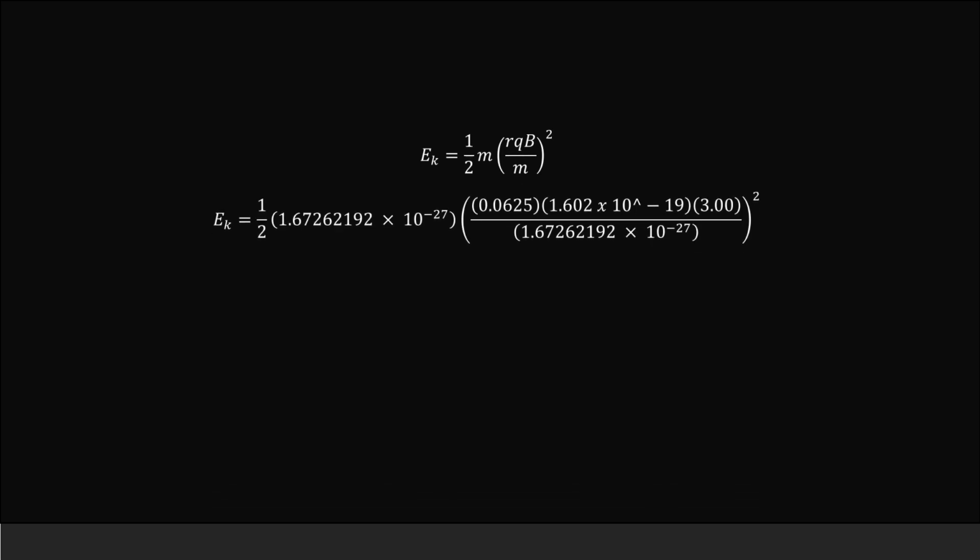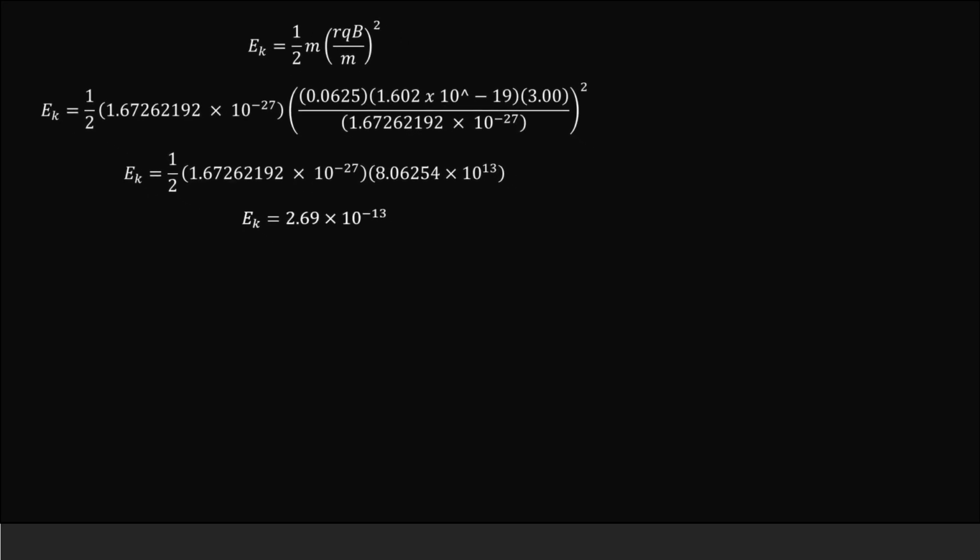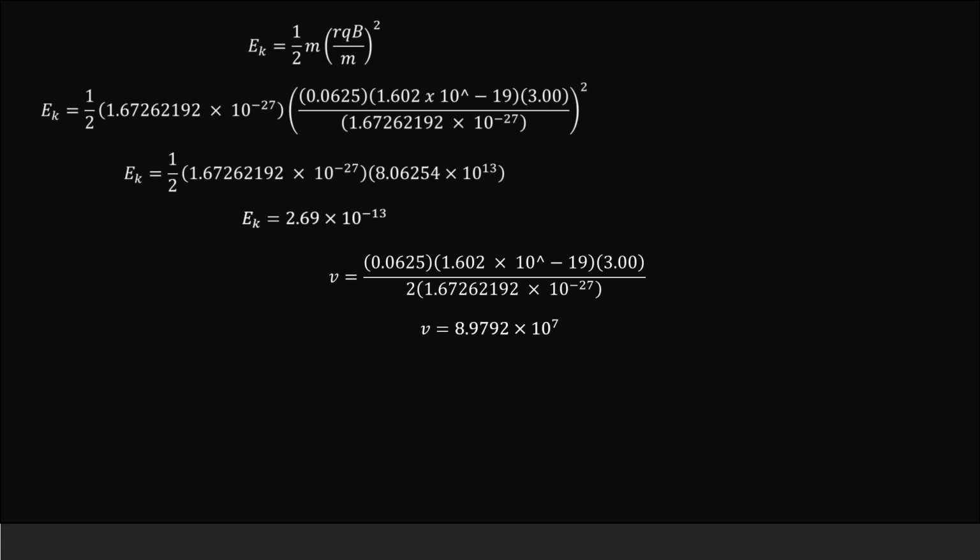By substituting the mass of a proton as well as the charge of a proton, as well as replacing B, the magnetic field strength, with 3 teslas, we can see that the kinetic energy on exit for this proton would be 2.69 times 10 to the power of negative 13. By using a part of that formula, we can also find out that the exit velocity is 8.9792 times 10 to the power of 8 meters per second, which is 0.334 times the speed of light.